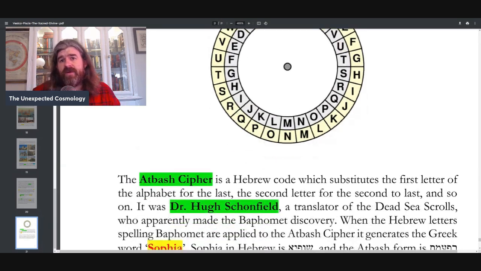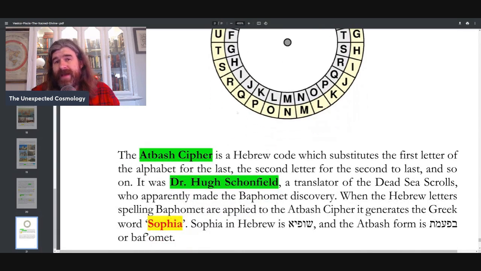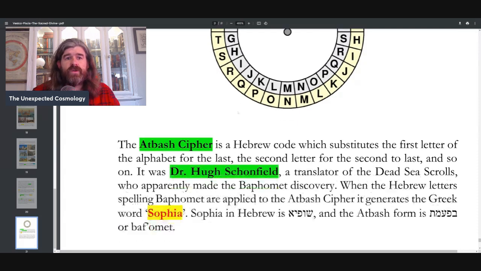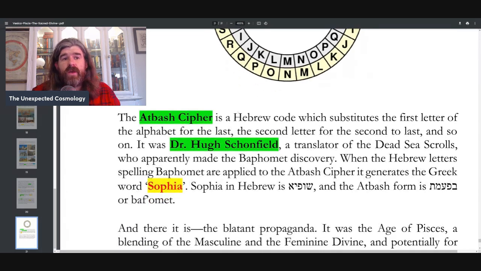The Atbash cipher is a Hebrew code which substitutes the first letter of the alphabet for the last, the second letter for the second to last, and so on and so on. It was Dr. Hugh Schonfield, a translator of the Dead Sea Scrolls, who apparently made the Baphomet discovery. When the Hebrew letters spelling Baphomet are applied to the Atbash cipher, it generates the Greek word Sophia.